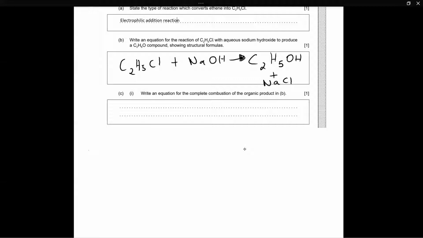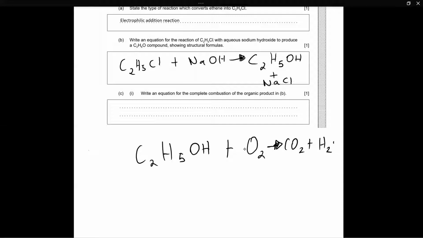Now let's look at the next question. C1. Write an equation for the complete combustion of organic product in B. So in this case, they're talking about the combustion of C2H5OH. And the name for this is actually ethanol. The combustion of anything is when you combine it with oxygen and you produce CO2 plus H2O. Now they have mentioned complete combustion.